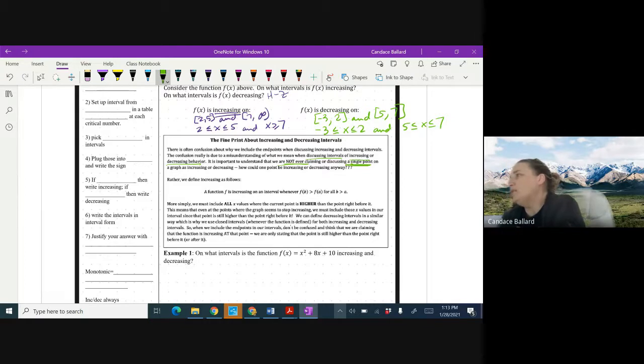Infinity is always a parenthesis because it's open. We're going to cover that again here in just a second, okay, Marilyn? But it's always a parenthesis because it goes on forever. It's considered open, not closed.